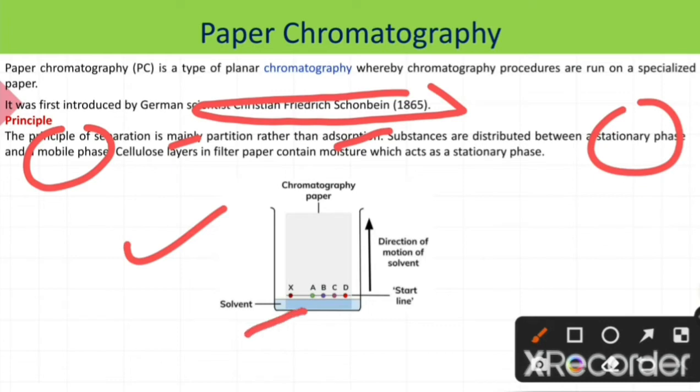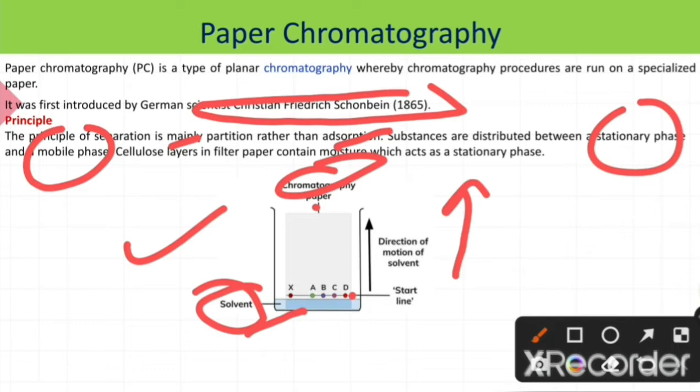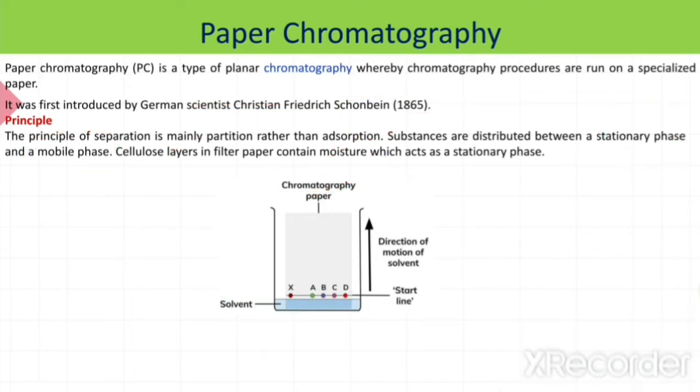Down below we can see the solvent, and a little bit above the solvent we have spotted four samples plus X, which is the standard. This is the paper chromatography. During the incubation, the sample will run towards the top, in the upward direction, and once it runs, the results will come out.